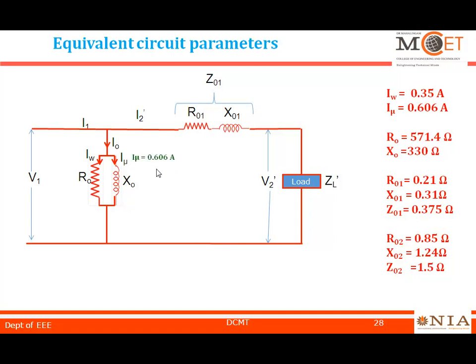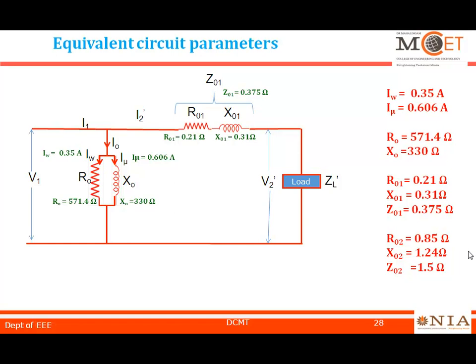I mu is the magnetizing current, 0.606 amperes flowing in this. IW is the working component, 0.35 amperes. X0 is 330 ohms, R0 is 571.4 ohms. These values are found from the no load or open circuit test. Next is your R01, 0.21, and Z01. From these two values you can find the value of Z01. So this is the equivalent circuit. This is how we are going to find the parameters of the equivalent circuit.